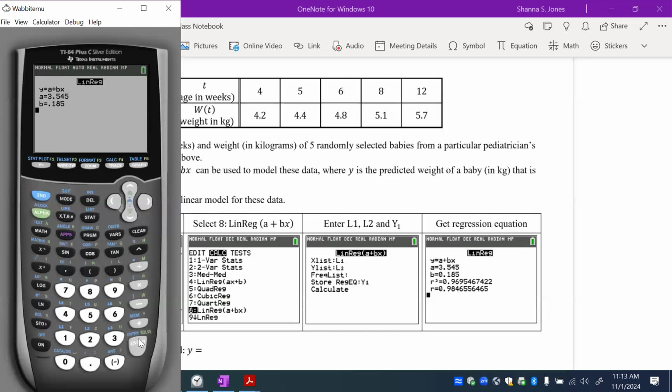Okay. Notice that when I calculate it, it did not tell me my R squared or my R value. If I am looking for that or need that value, does anyone remember what you need to do? If I want the R squared value, does anyone remember what we need to do to get that R squared value?